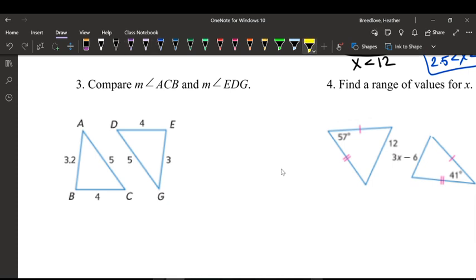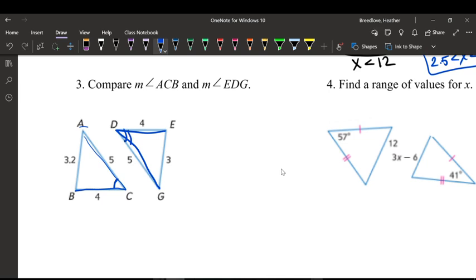The measure of angle ACB. So here's A, C to B. So I'm talking about that angle. Or EDG, E to D to G. This angle. So those are the 2 angles I'm comparing.